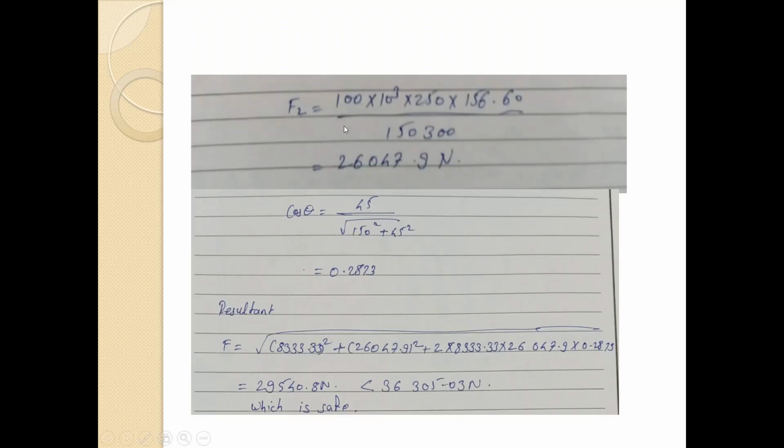So the value of F2 is force P into e into this r, that is 156.6, divided by the summation of r square. So we are getting here 26.04 kilonewton, or 26,047.9 newton.